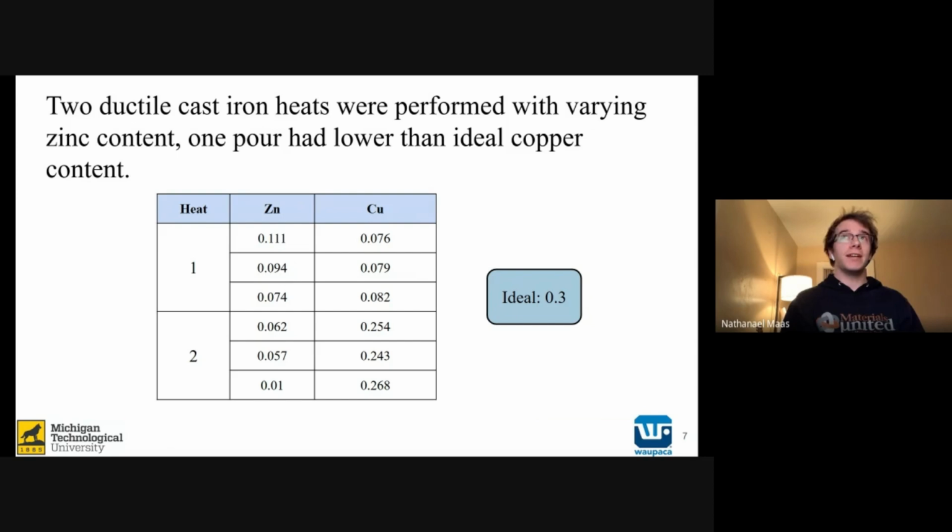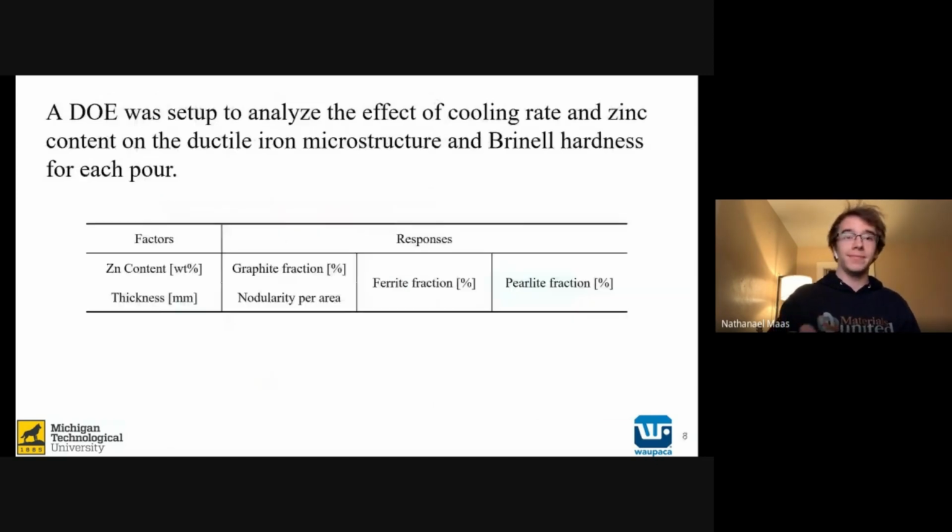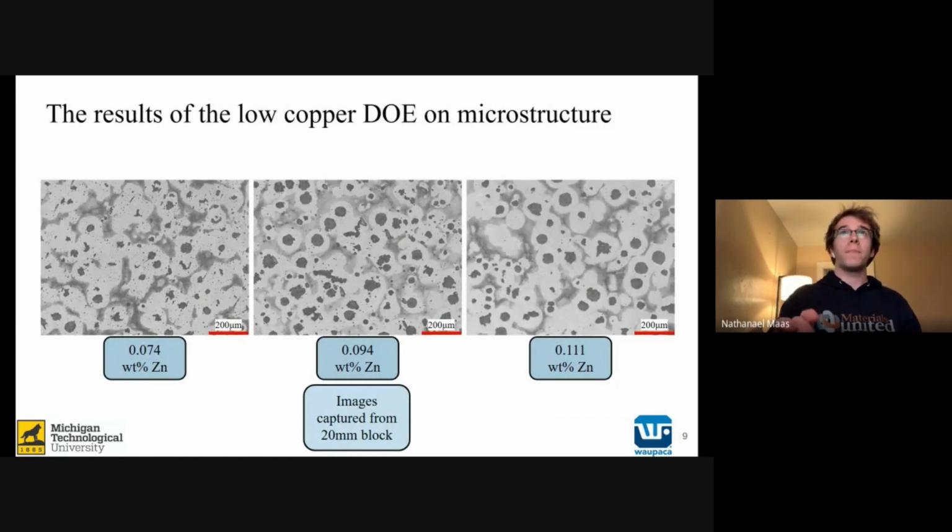2 ductile iron cast heats were performed this semester using our varying zinc content factor. One pour was shown to have a lower than ideal copper content, but the other one was shown to have a more consistent one. Our DOE was set up to analyze the effect of cooling rate and zinc content, the cooling rate corresponding to the thickness of the step blocks, using the responses of graphite fraction and nodularity, ferrite fraction, and perlite fraction to analyze the effect of zinc.